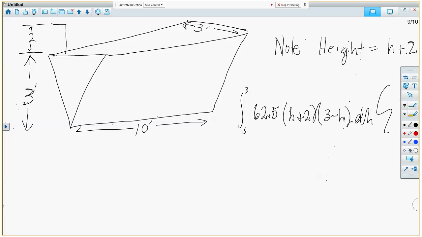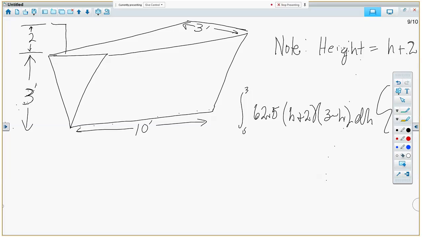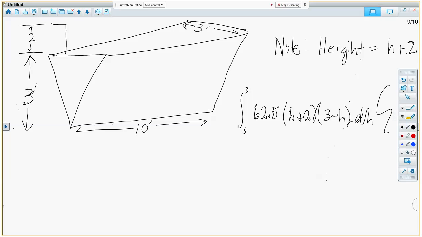You put the 10 there, right? 62. Okay, then we got to put a 10. Yeah. 625. So, what is wrong with this thing? Hold on a second. Yeah, 625.